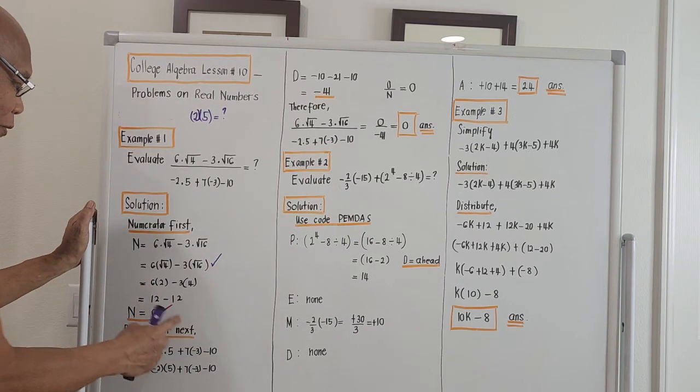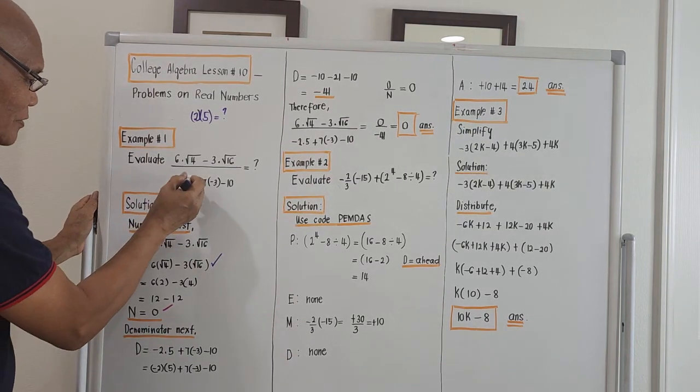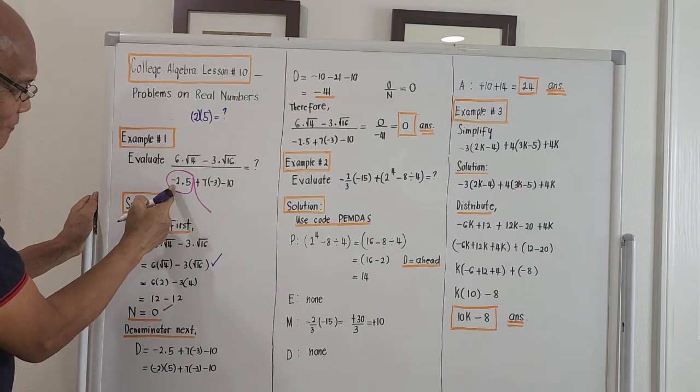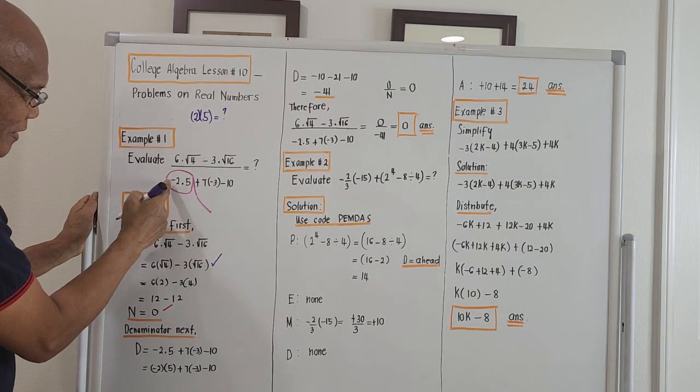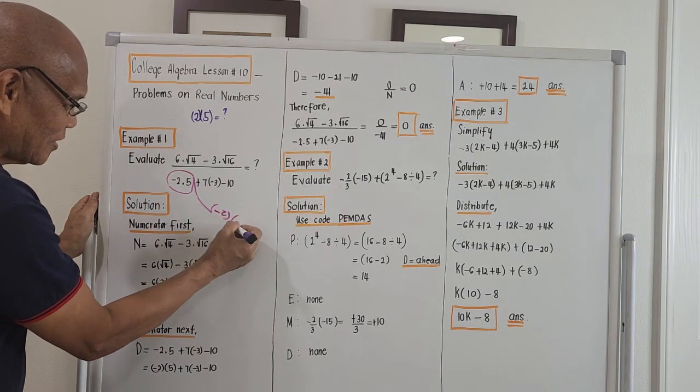Denominator next. For the denominator, this is the one I am telling you: is it the number 2.5 with the negative sign, or are you multiplying minus 2 times 5?